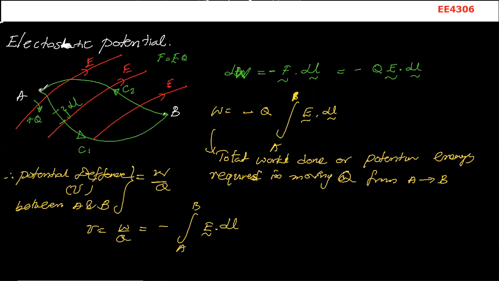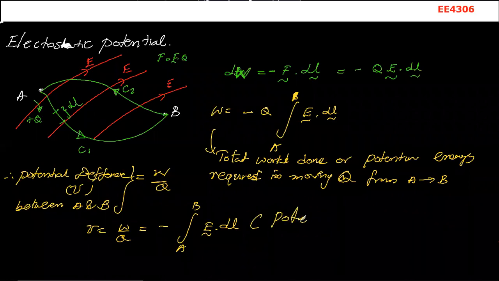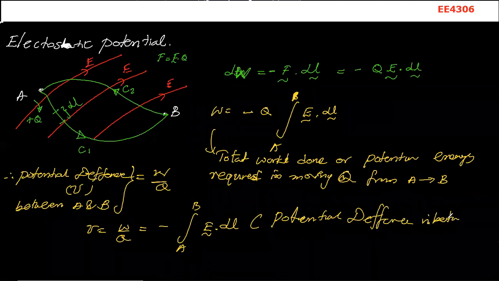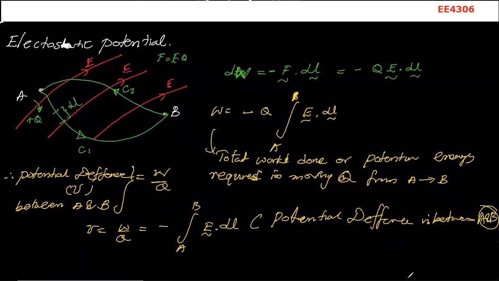So once you do the line integration for this contour C1, you can find the potential difference between A and B. This one represents the potential difference between A and B.